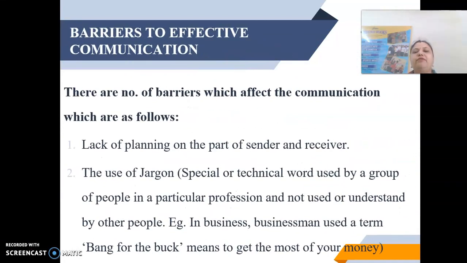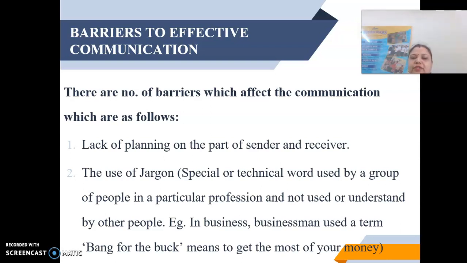There are a number of barriers which affect the communication process. The first is lack of planning on the part of the sender and receiver. It is very essential that if we want to communicate something, we do planning beforehand on the part of the sender as well as on the part of the receiver. If we plan the communication process, its effectiveness definitely enhances.